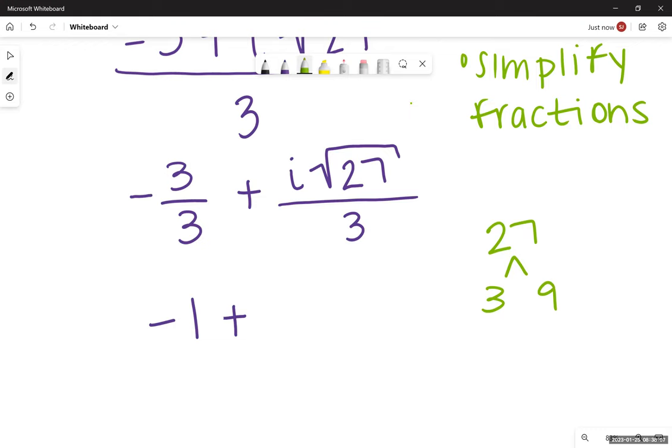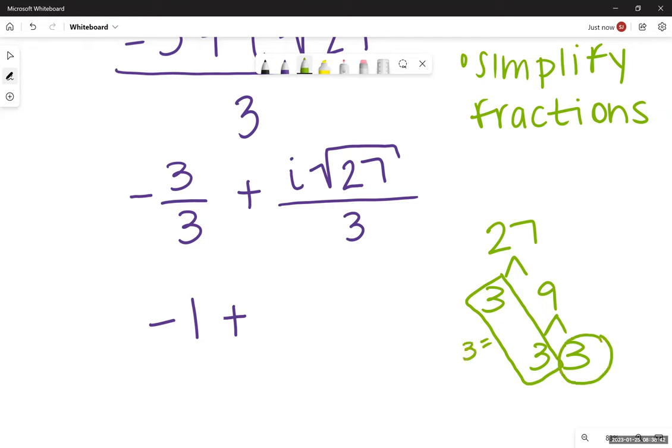Okay, so the 3 is prime. It's done. The 9, that's not prime. It can actually be divided by 3, and 9 divided by 3 is 3. And now I'm at the step where, because it's a square root, I can look at pairs. If I see two 3s, I'm going to put a square around them. That means one of them can come out. This other 3 can't come out because it's by itself. So this is a pair of 3s. This means a 3 can come out.